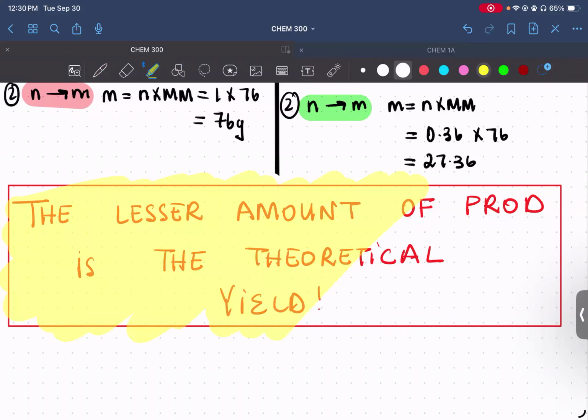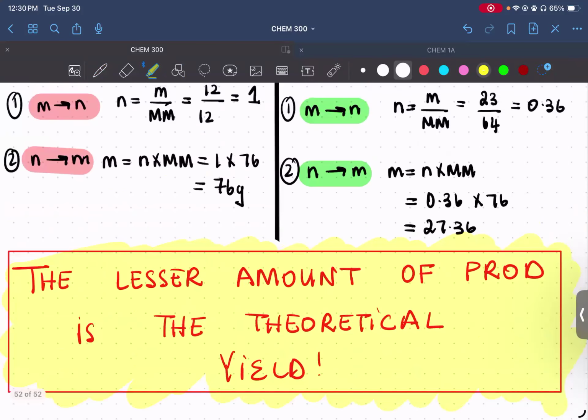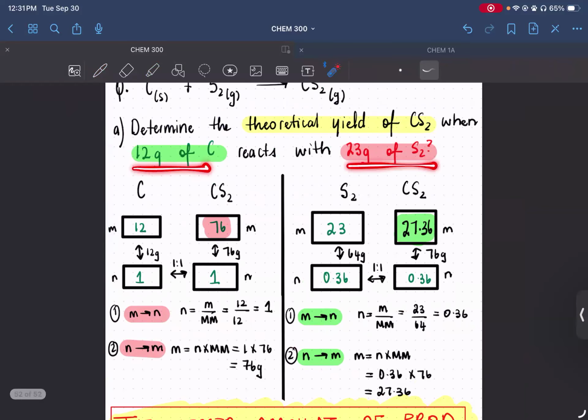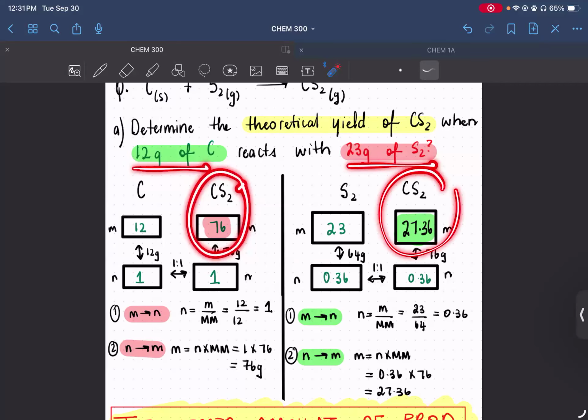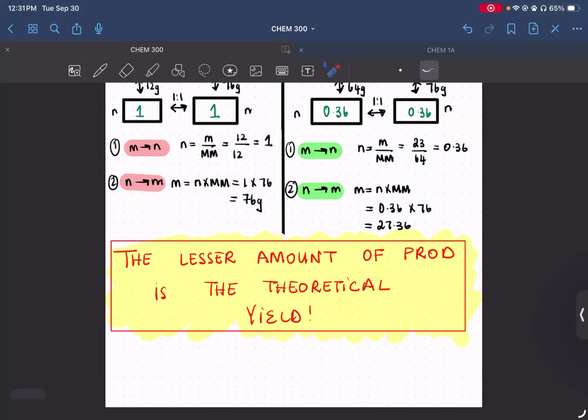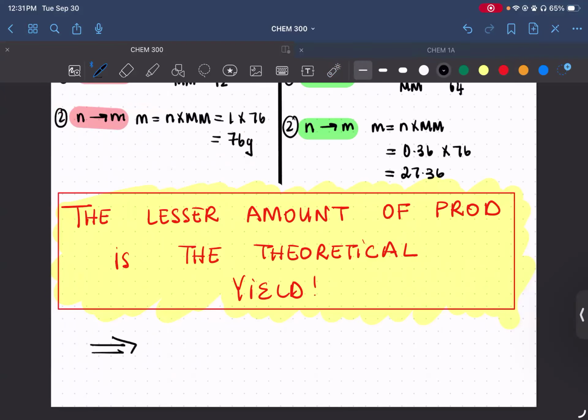The lesser amount of product is the theoretical yield. I'm telling you this is a fact. Based on the two reactants, we can either form 76 grams of carbon disulfide or 27.36. I'm here today to tell you that the lesser amount is the theoretical product. This is what tells us 27.36 grams of product is our final answer.